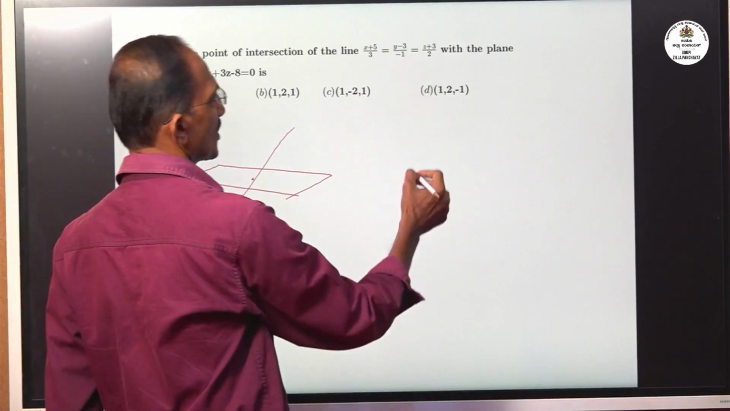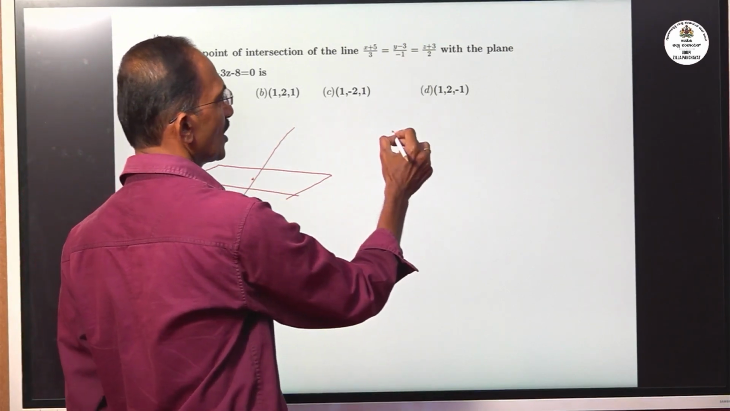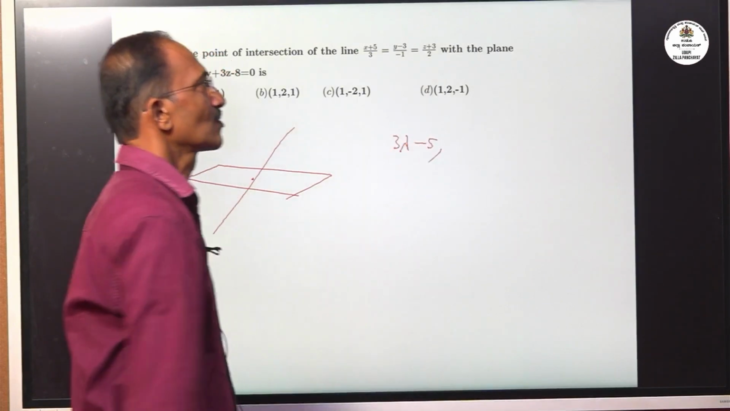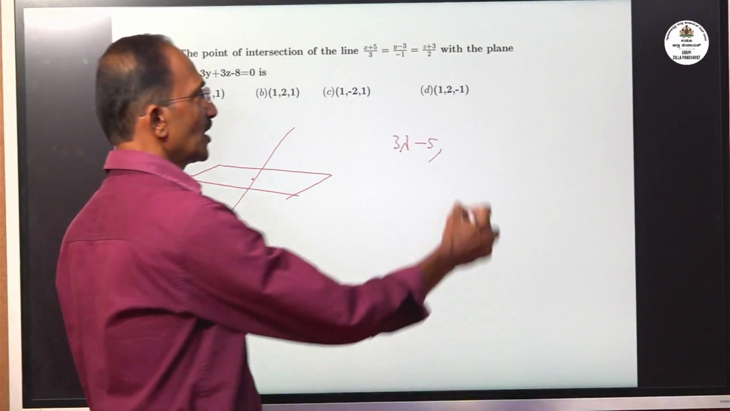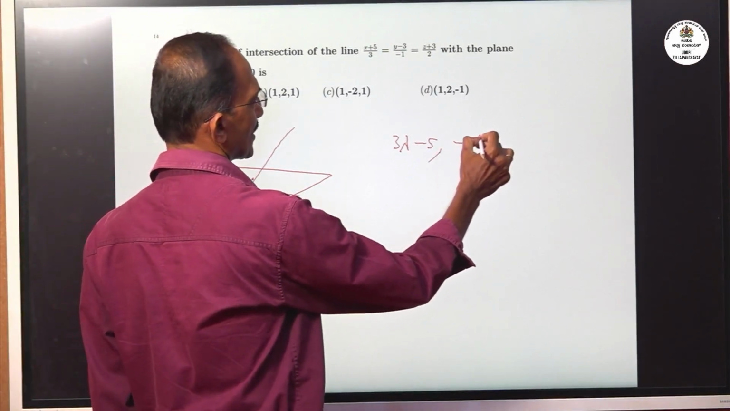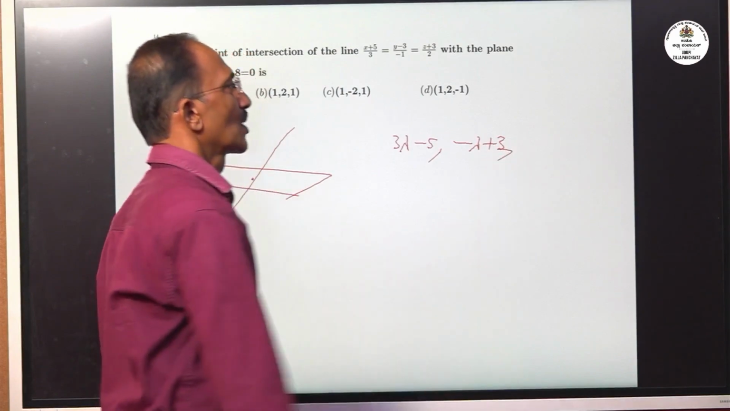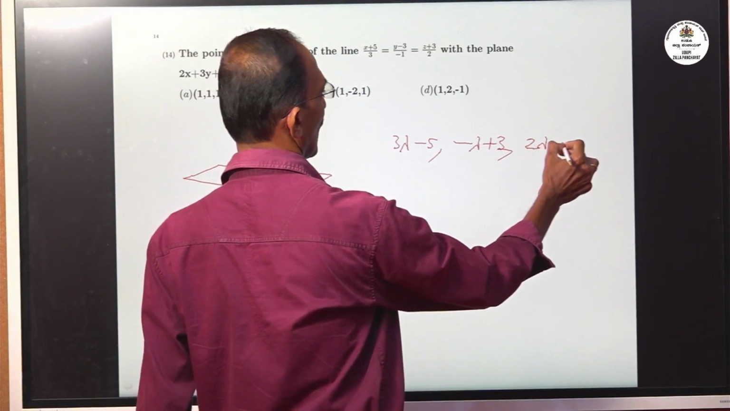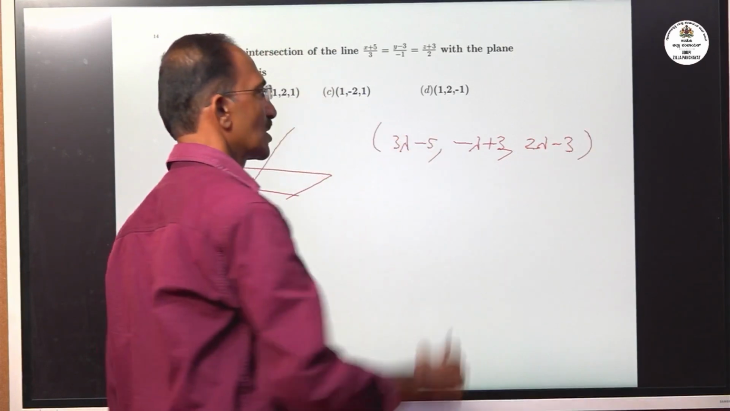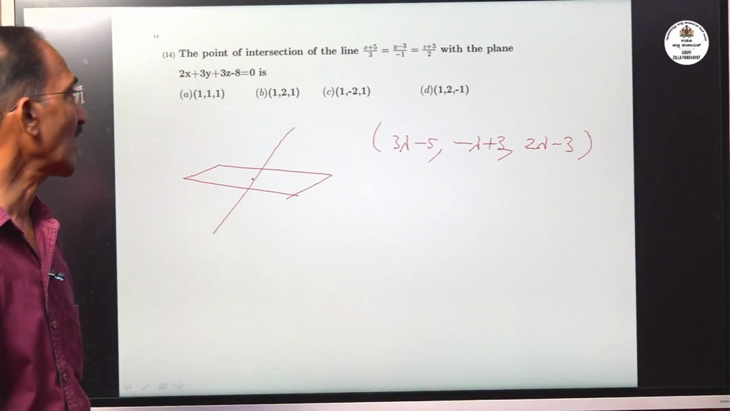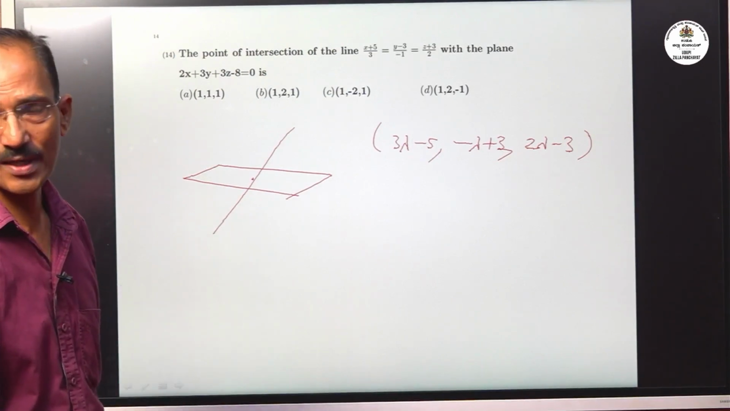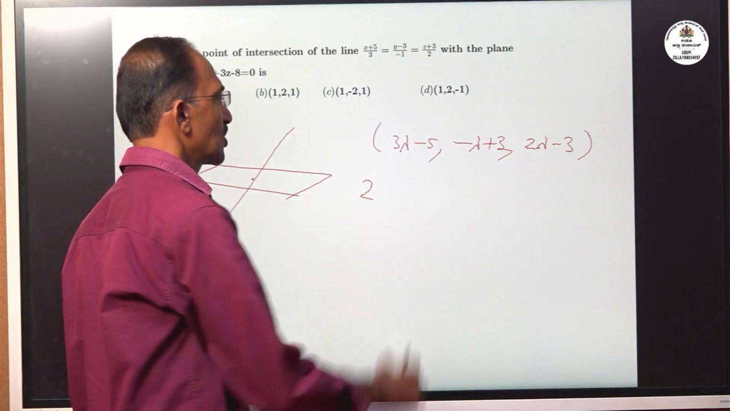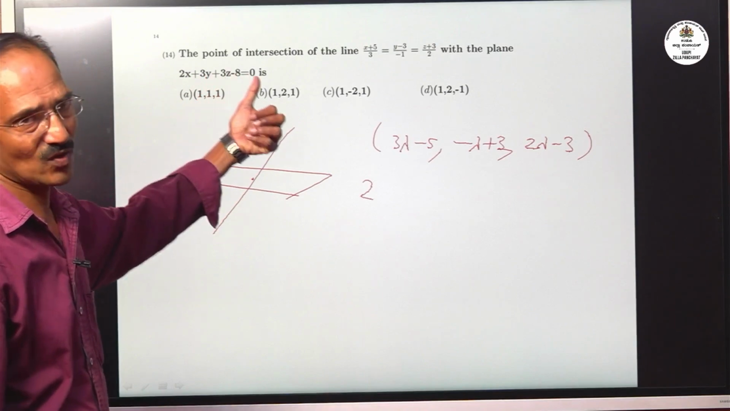So using this equation, suppose you equate this to lambda, so your x value is 3 lambda minus 5, and the y value is minus lambda plus 3, and the z value is 2 lambda minus 3. So these are the general point on the line. This should satisfy the plane because the point of intersection is lying on the plane. So we just substitute the x value, y value and z value.